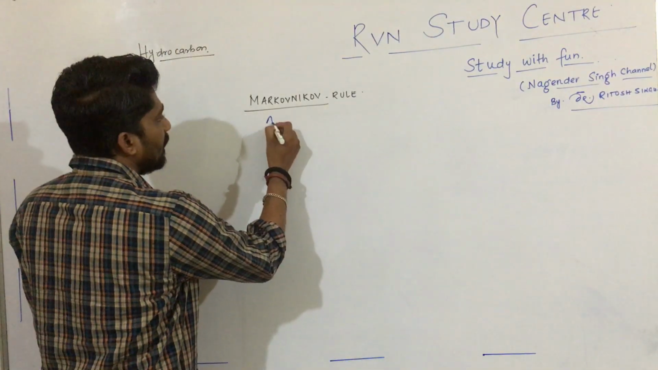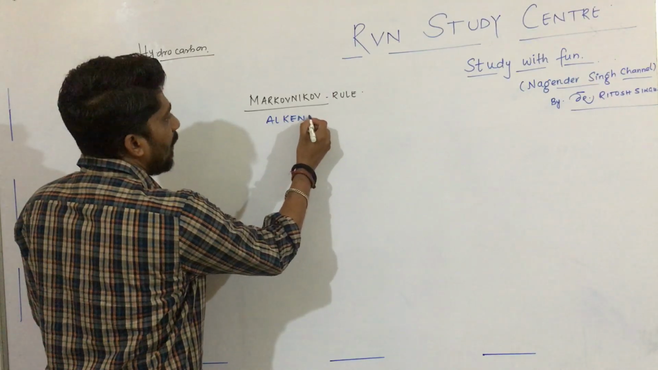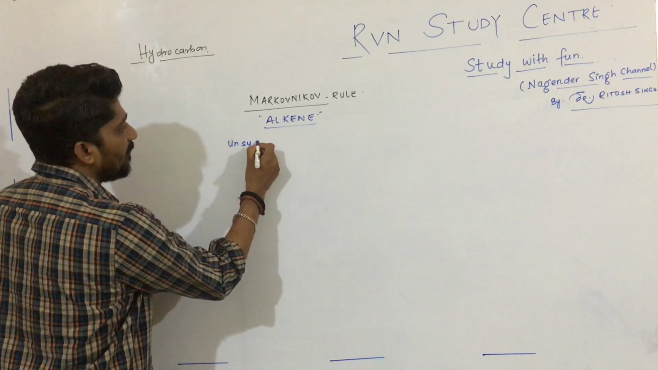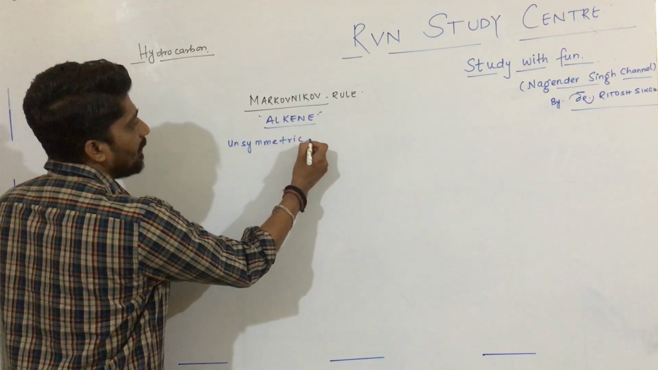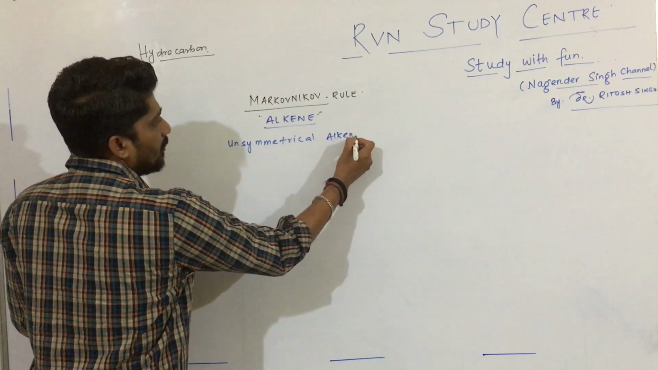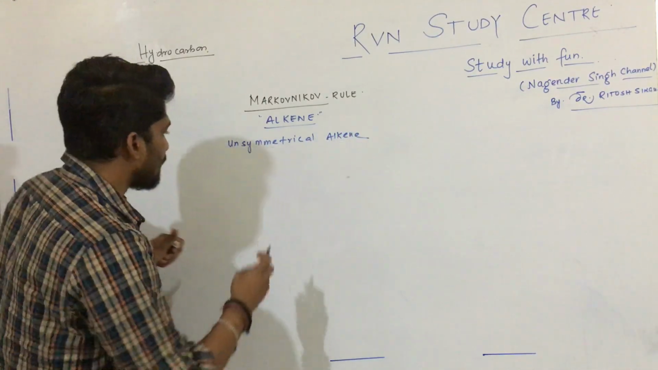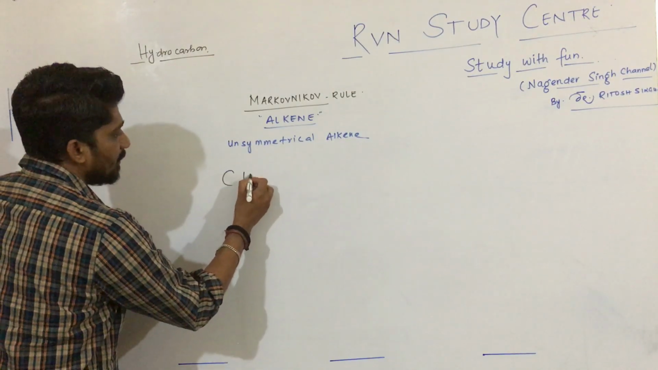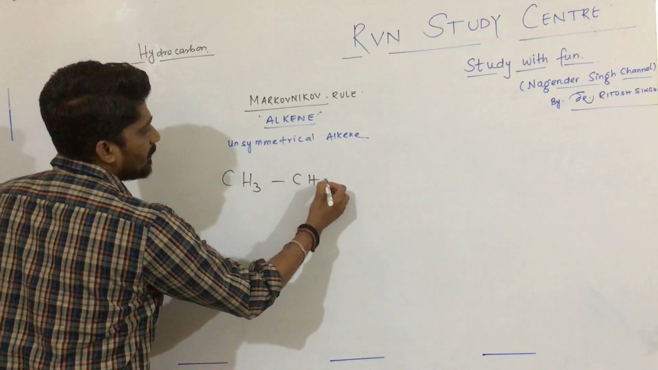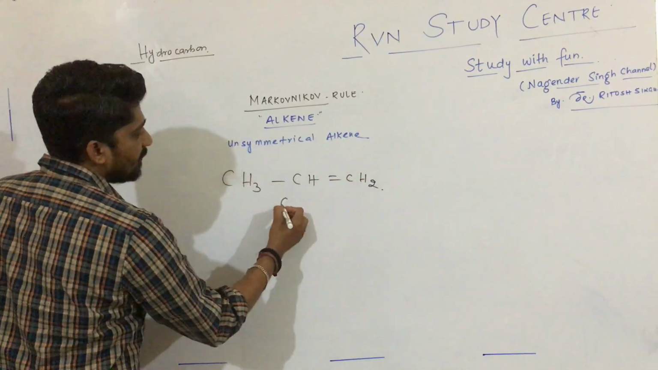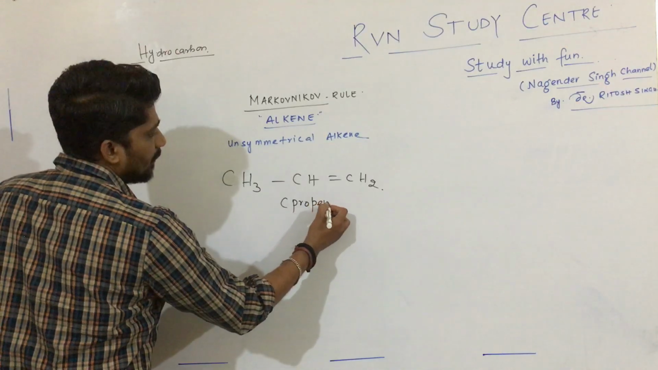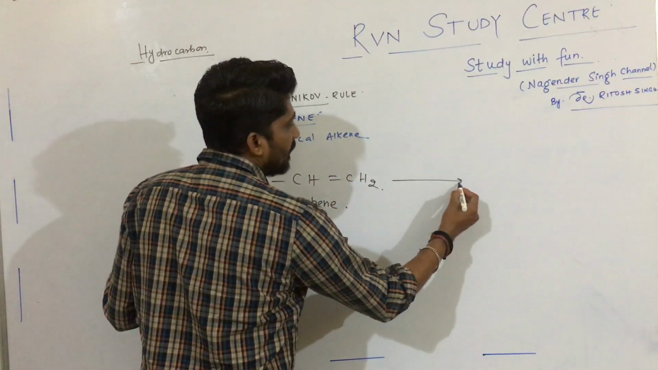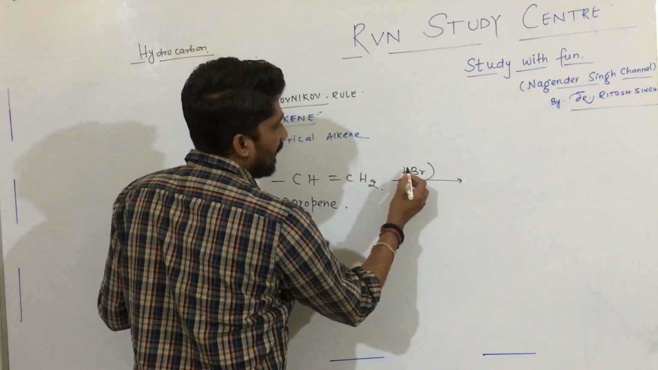This is for the alkene. Now for which alkene? Unsymmetrical alkene. So what is an unsymmetrical alkene? You can see this: CH3, CH, double bond, CH2. We have taken propene. Now we are going to add HBr to propene. We are adding hydrogen bromide.